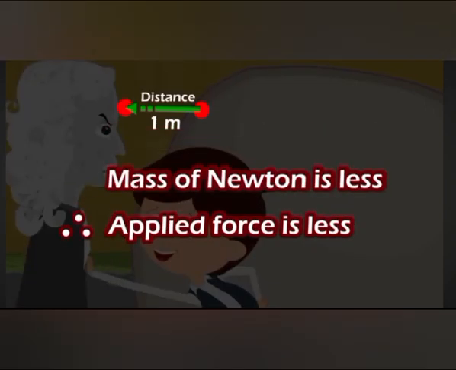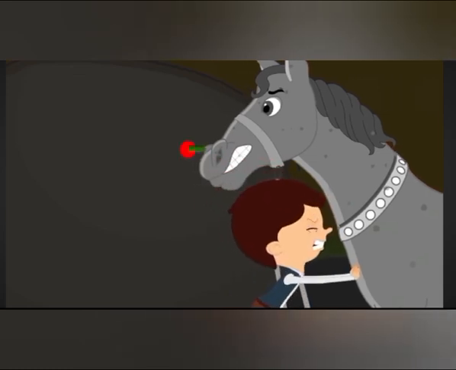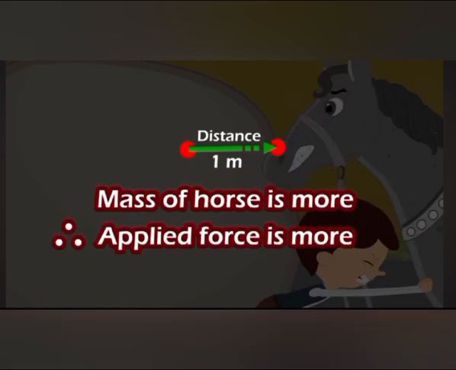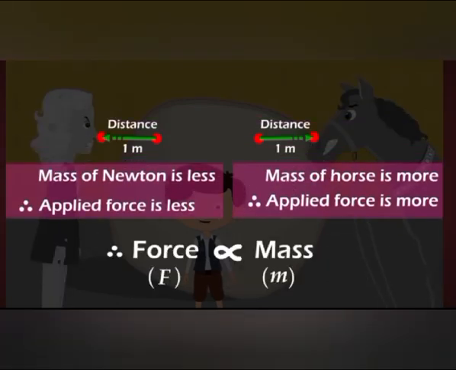The mass of the rock for Newton is less, so the applied force is less. The mass of the rock for the horse is more, then the applied force is more. They both move an equal distance, 1 meter. Mass of Newton is less, therefore applied force is less. Mass of horse is more, therefore applied force is more. Therefore, force is directly proportional to the mass. In this example, we understand that F is directly proportional to m.